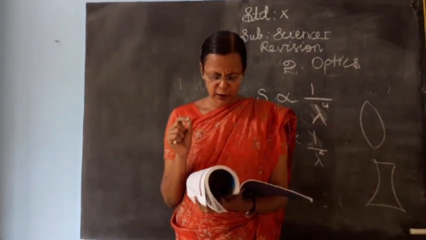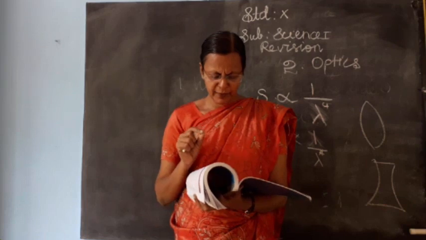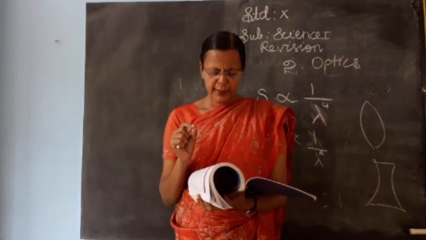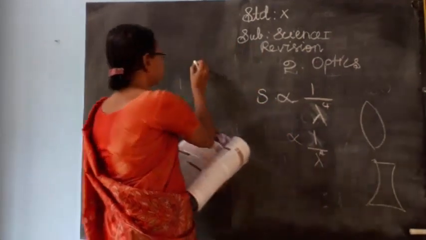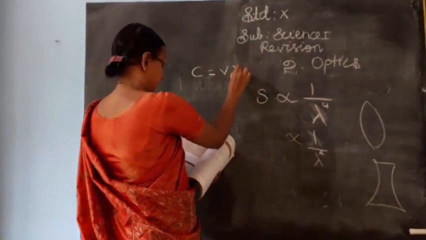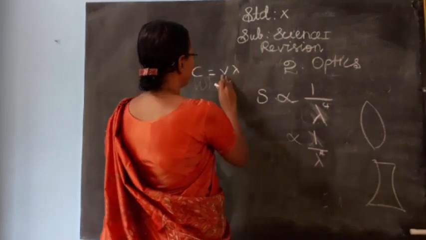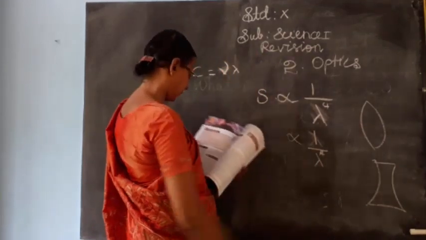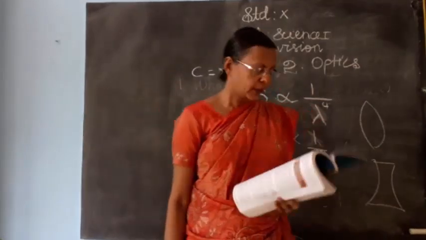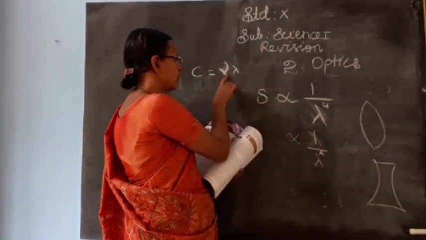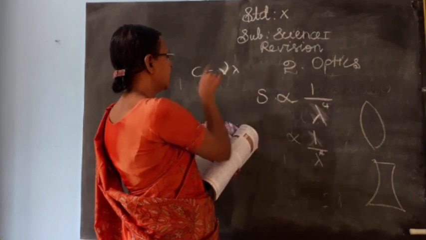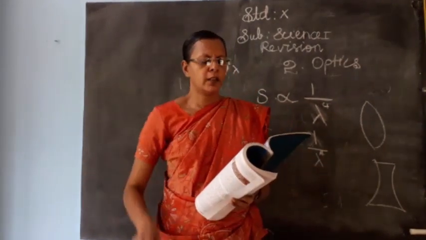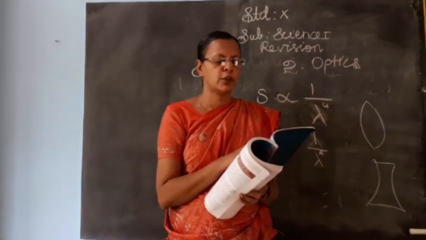Okay. So the relation between velocity of light, wavelength and frequency: c is equal to ν λ. Okay, this should be the Greek letter nu, we have to write it differently. So that is frequency. Lambda is the wavelength, nu is the frequency, c is the velocity of light. Okay, so like this you have to know.